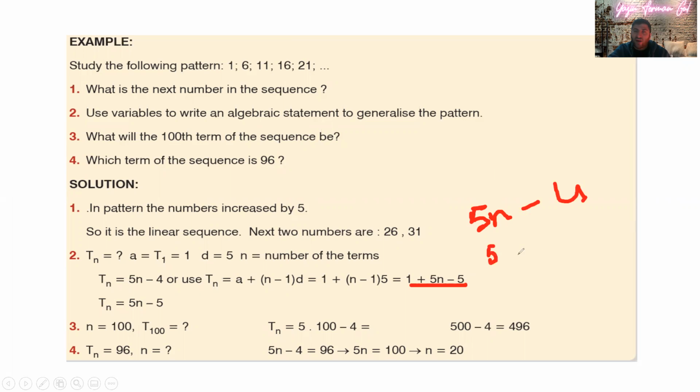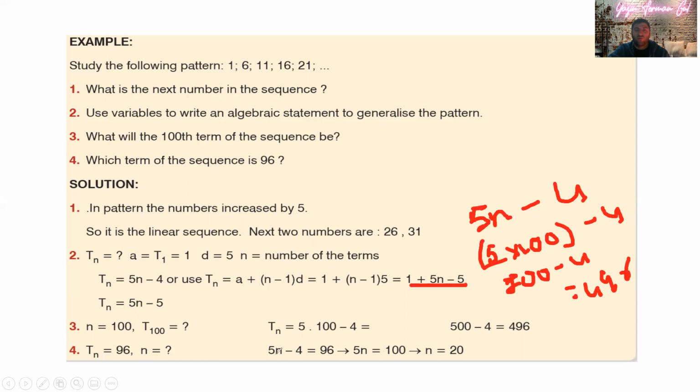So the 100th term is 5 times 100 minus 4. 5 times 100 will be 500, minus 4, that equals 496.